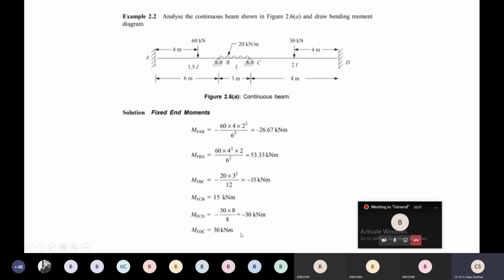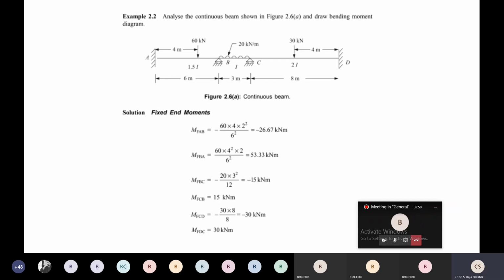MFDC we have calculated; the formula is WL by 8, or PL by 8. Otherwise, we can also use this formula, and the same value will come. So like that we have calculated the fixed end moments.